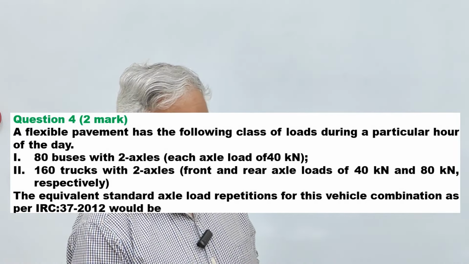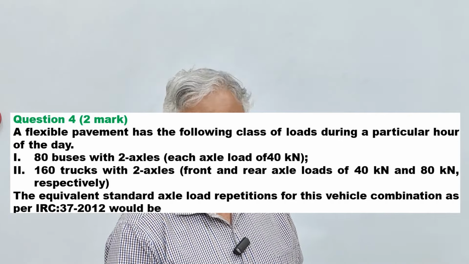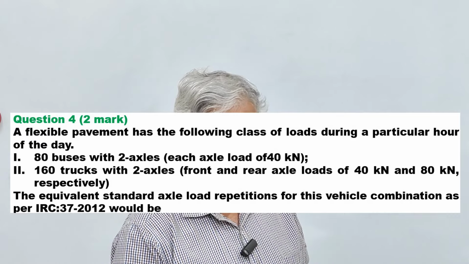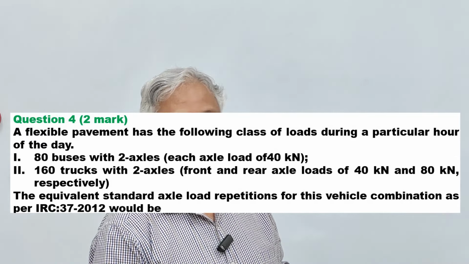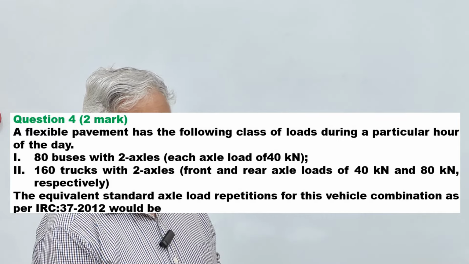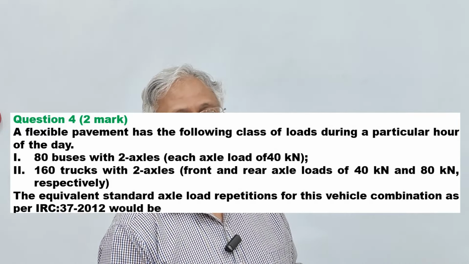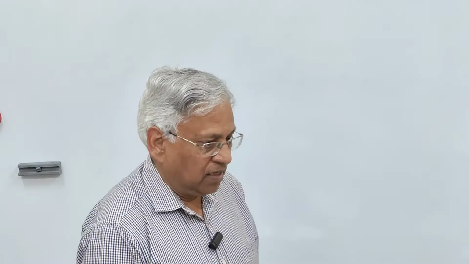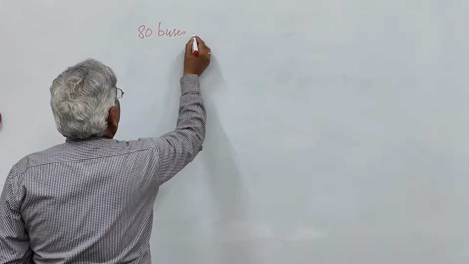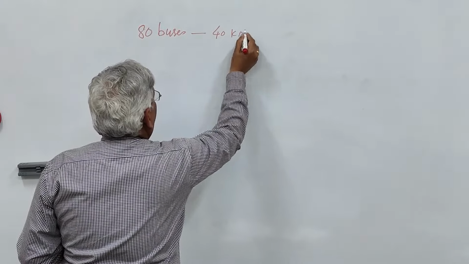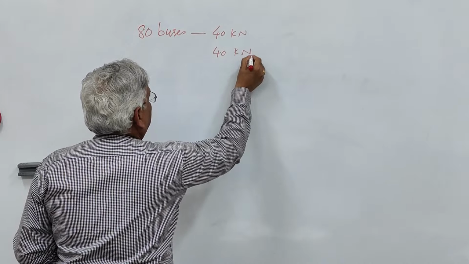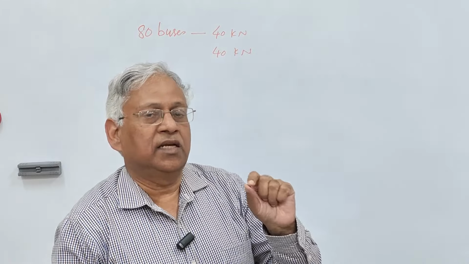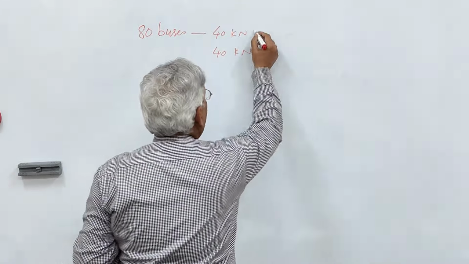80 buses with 2 axles, each axle load of 40 kilonewton, 160 trucks with 2 axles, front and rear axles of 40 kilonewton and 80 kilonewton respectively. The equivalent standard axle load repetition for these vehicles will be, as per IS 37, what would be the ESAL, equivalent single axle load. Now 80 buses, 40 kilonewton at the front axle, 40 kilonewton at the rear axle. If you convert them into equivalent standard axle of 80 kilonewton, you apply the vehicle damage factor.